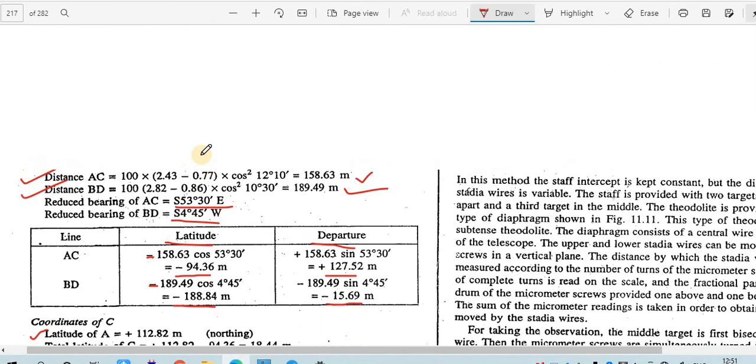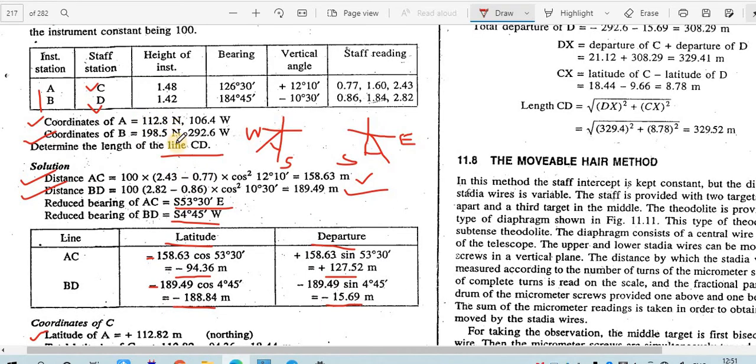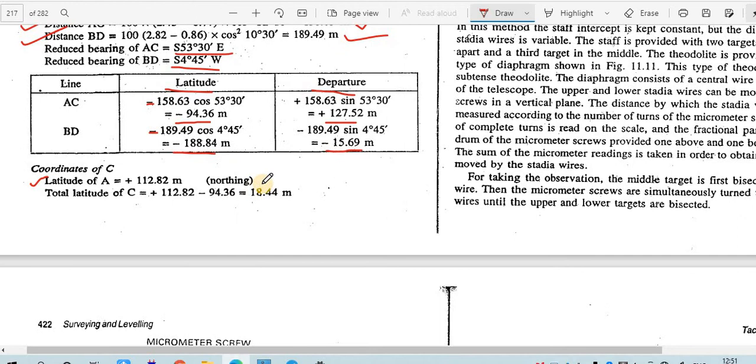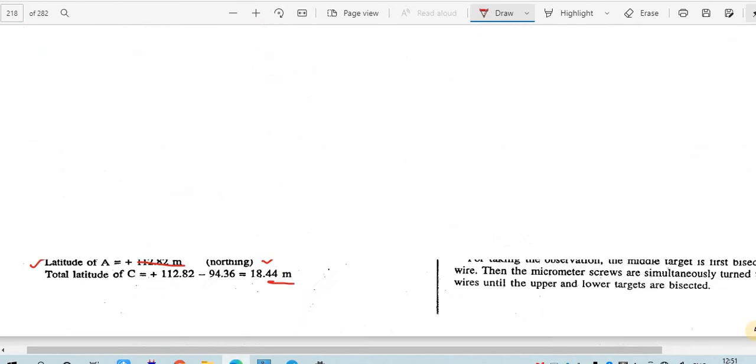Plus 112.82. This is the coordinate which has been given for point A. Since it is positive, that means it is the north. Now the total latitude of C will be what? Since we have got the latitude of the AC line, and we have the latitude of A, we can subtract this latitude from the latitude which has been provided for A. So 112.82 minus 94.36. That will give you the latitude of C. So we have got the latitude of point C.